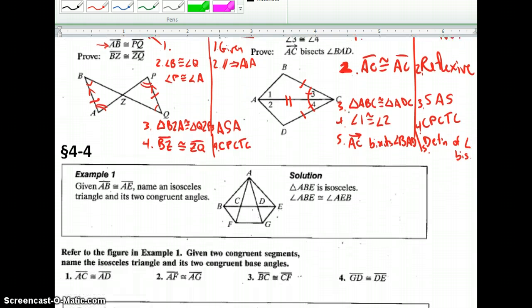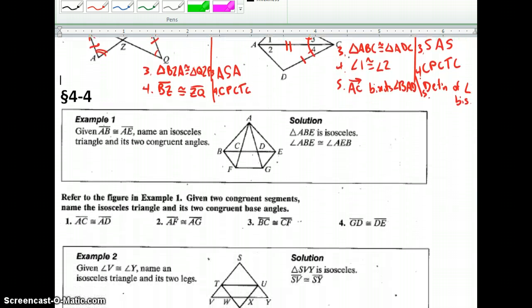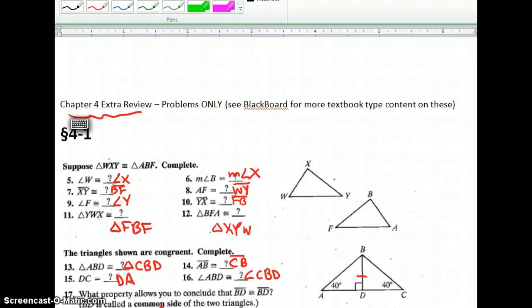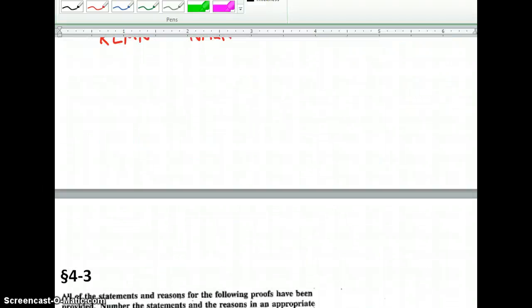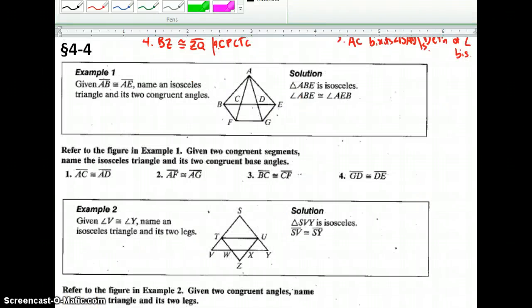This is where we start meeting isosceles triangles for the first time. So, whoa, what am I doing here? Hard to scroll while I'm talking. Just a second, let me find it. And we're back. Okay, refer to the figure in example 1. Well, this time I was smart and I actually included example 1. Given 2 congruent segments, name the isosceles triangle and the 2 congruent base angles.